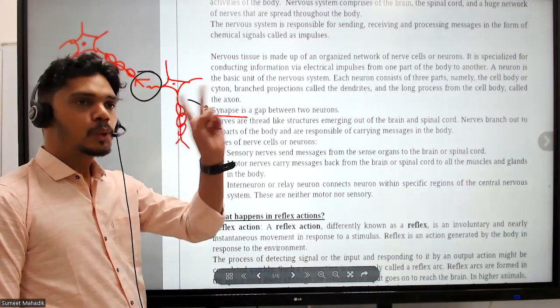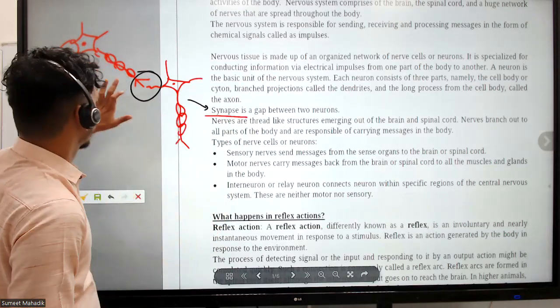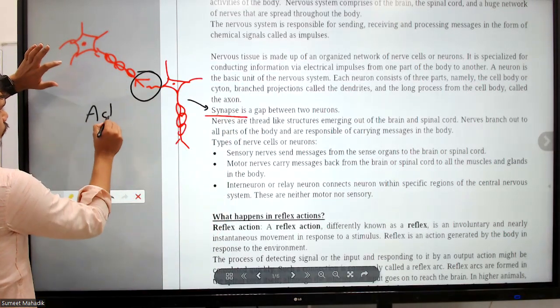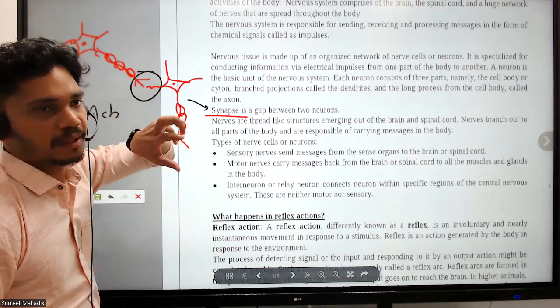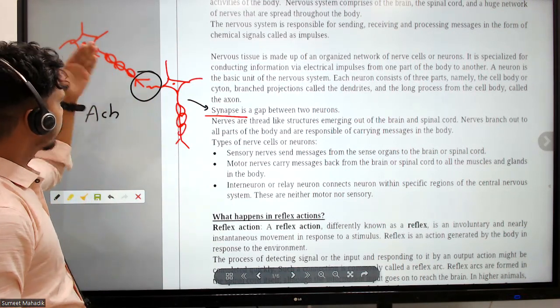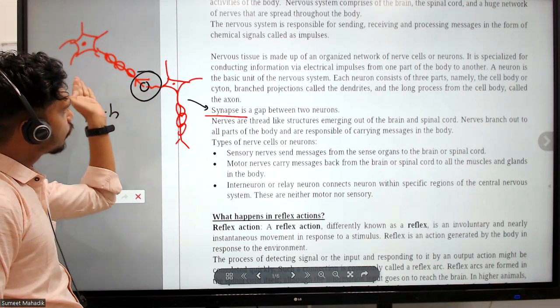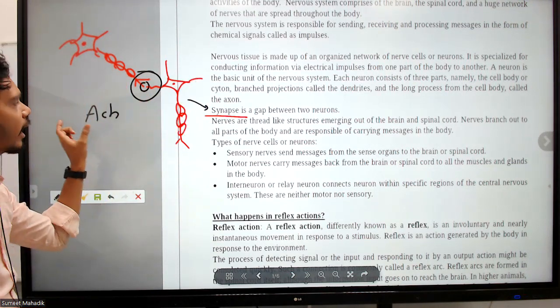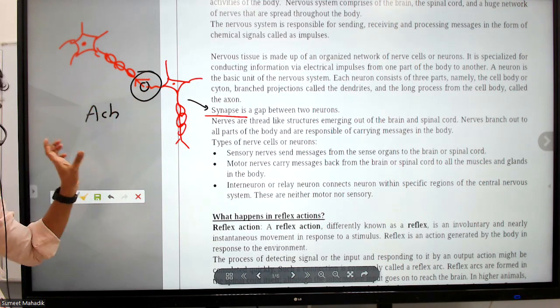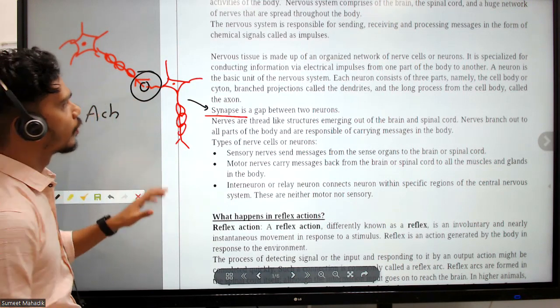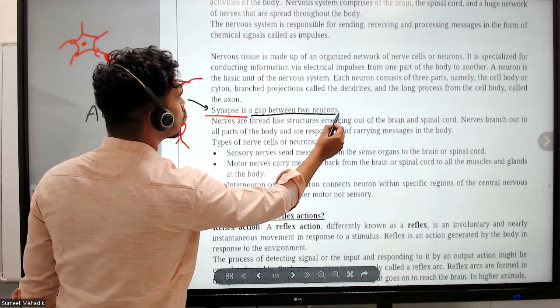Synapse is a gap between the two communicating neurons. The ACH is a neurotransmitter. Now, what is a neurotransmitter? If this axonal end secretes the ACH, the information gets transferred. ACH is one kind of neurotransmitter. There is nicotine as well. So synapse is the gap between two neurons.